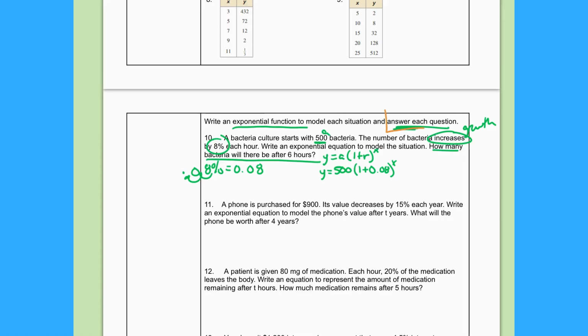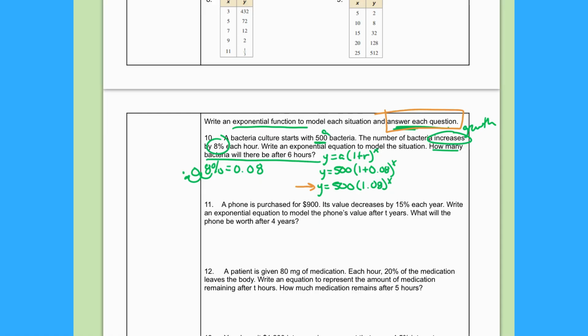So I'm going to save this answering the question part for after we finish writing our model. We're always going to write our model first, then we'll go back and answer that question. So I'm almost done writing my model, but I can simplify this. You always have to simplify to get all your points. I can do 1 plus 0.08 is 1.08 to the x. So this is the model completely simplified.